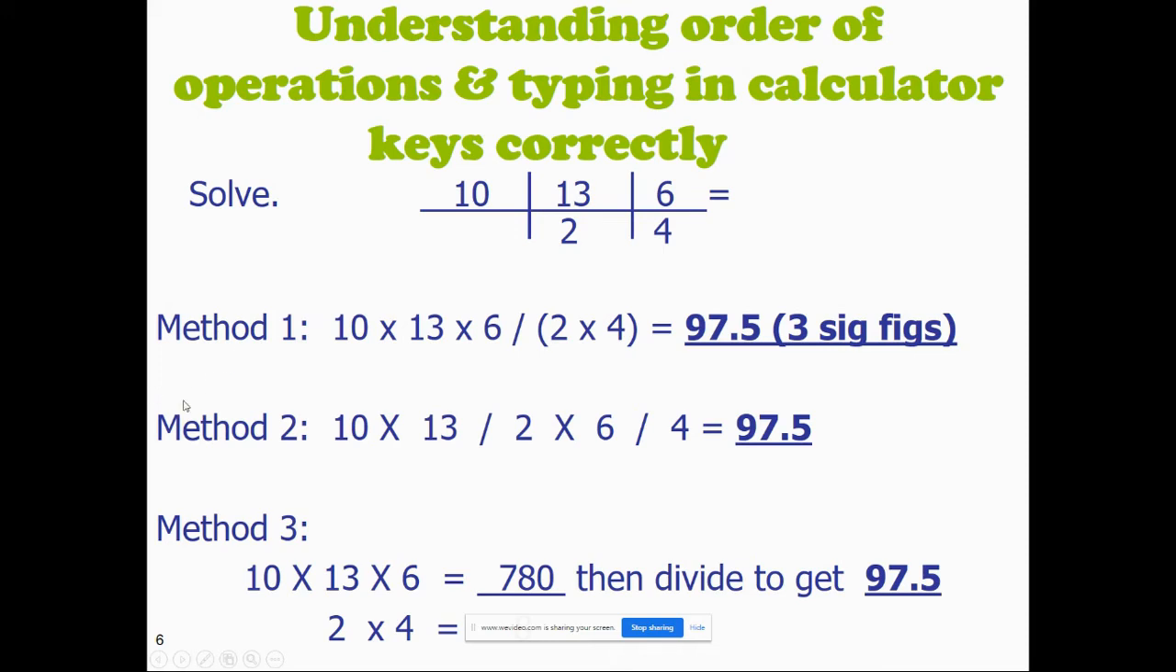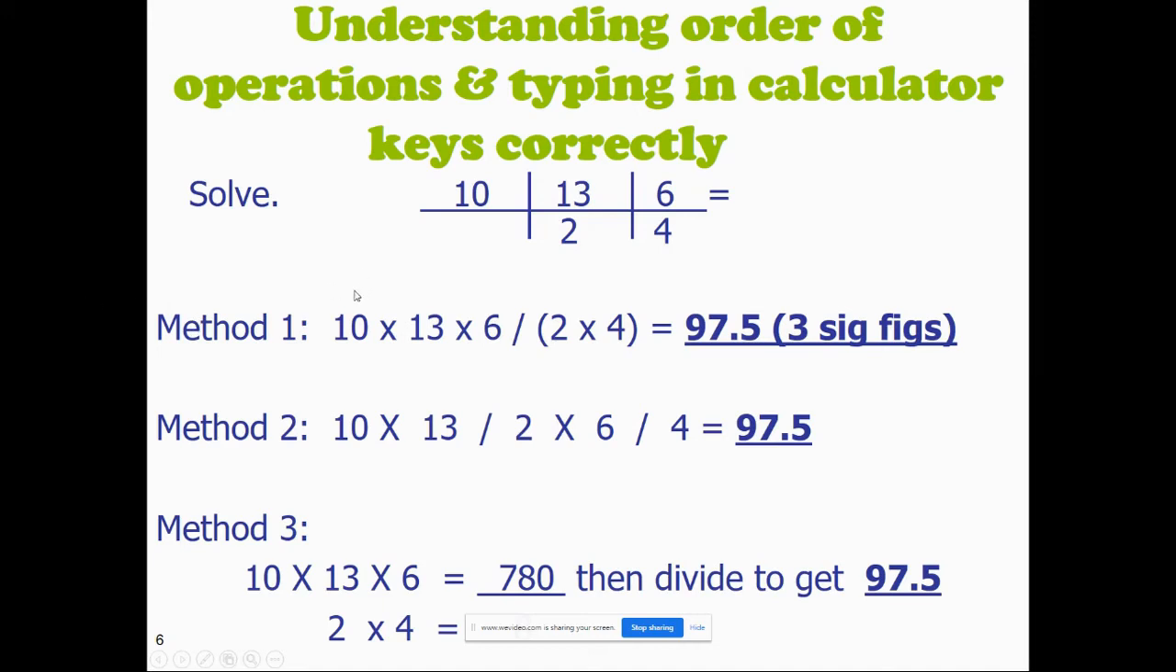The other way you can do it, and this is my preferred way because I can keep track of it with my finger, is I can say 10, I cross a line, so 10 times 13, then I go down, divided by 2, times 6, divided by 4. Let's do that again. 10 times 13 divided by 2 times 6 divided by 4. It'll give you the same answer, and you should try this on your calculator.